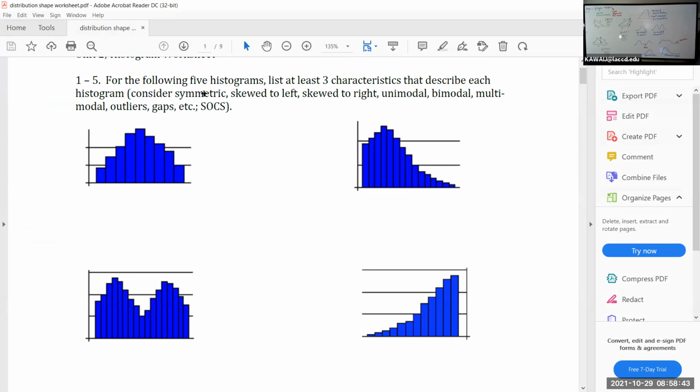Okay, so I want you to consider for these shapes, is it symmetric, skewed left, skewed right, unimodal, bimodal? If there's an outlier and are there gaps? I also want you to consider if it is a normal distribution.